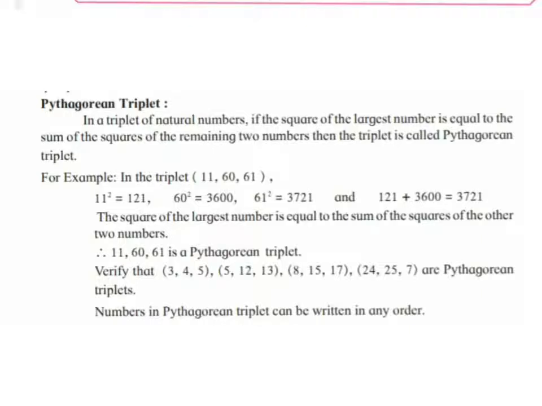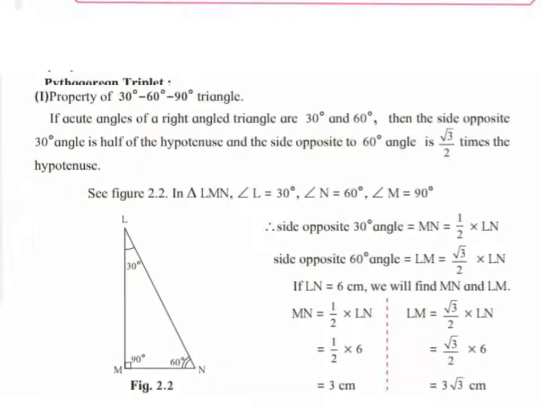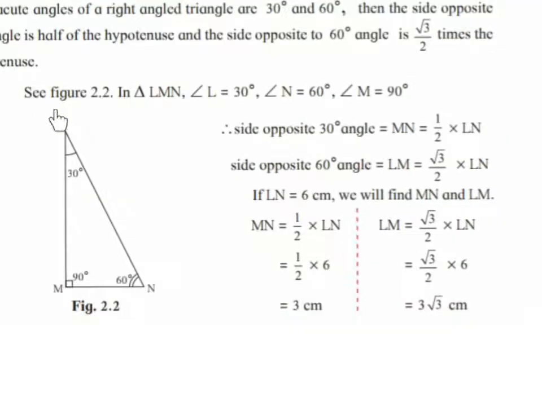So let's see the 30, 60, 90 property of a triangle with an example. The property says that if the acute angles of a right angle triangle are 30° and 60°, then the side opposite to the 30° angle is half of the hypotenuse, and the side opposite to the 60° angle is root 3 by 2 times the hypotenuse. So this is the property. Let's see with an example. Let's see the figure.